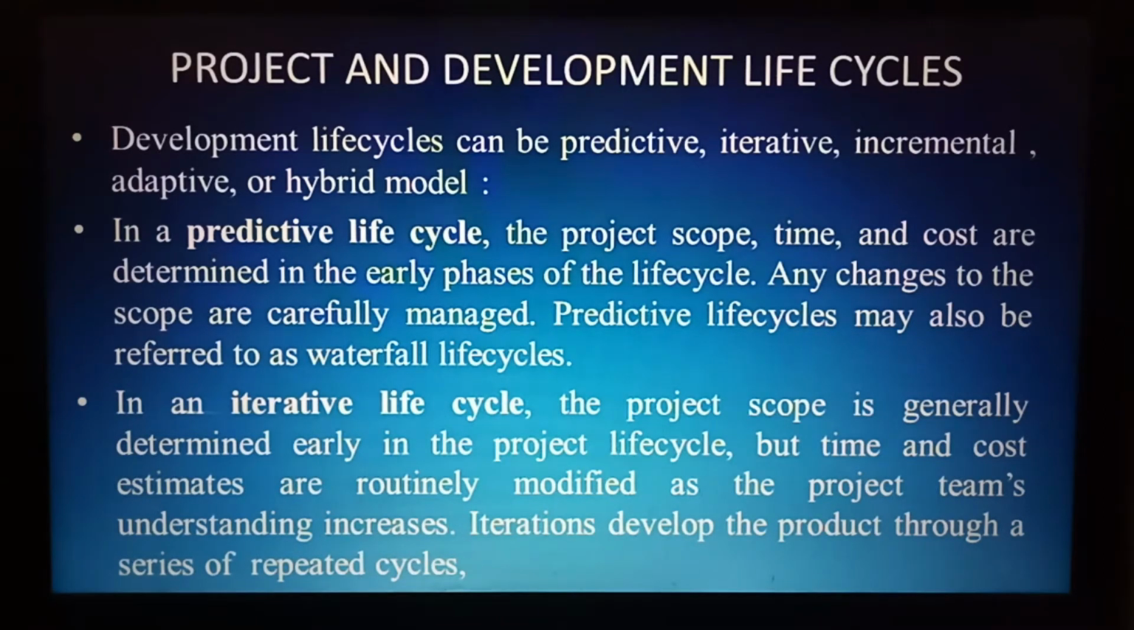In an iterative life cycle, the project scope is generally determined early in the project life cycle, but time and cost estimates are routinely modified as the project team's understanding increases. Iterations develop the product through a series of repeated cycles.